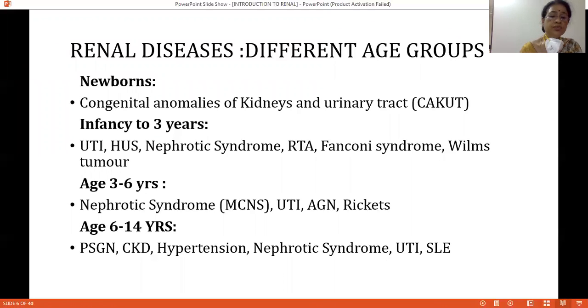At age 6 to 14 years, not only post-streptococcal glomerulonephritis, but also CKD and hypertension. In this age group you have to think of autoimmune and collagen vascular diseases like SLE, systemic lupus erythematosus. Okay.